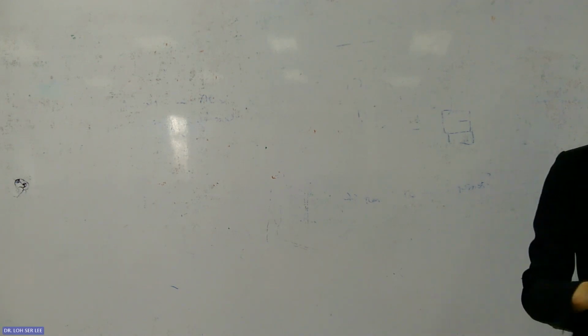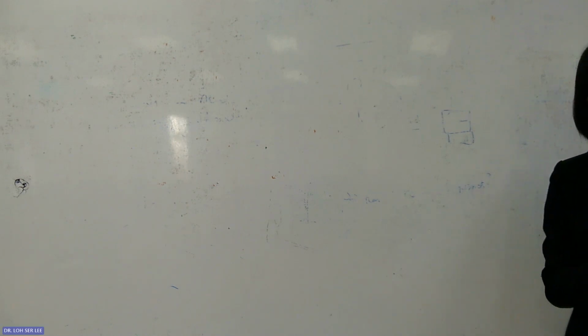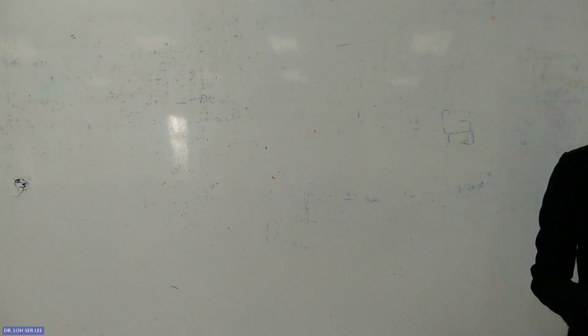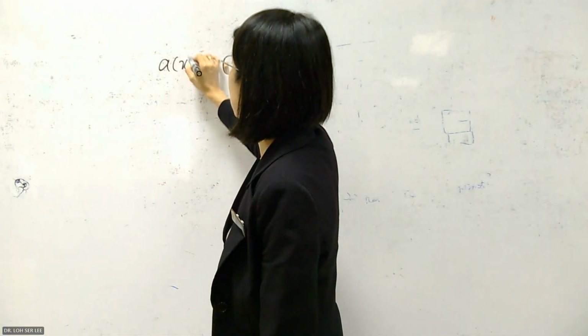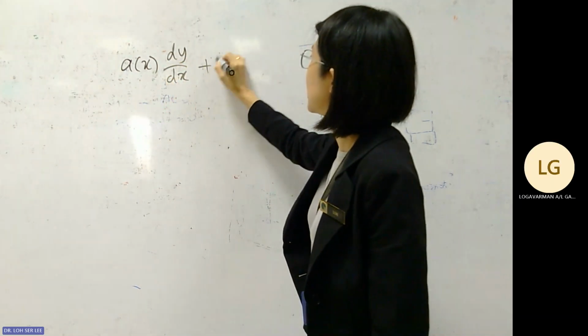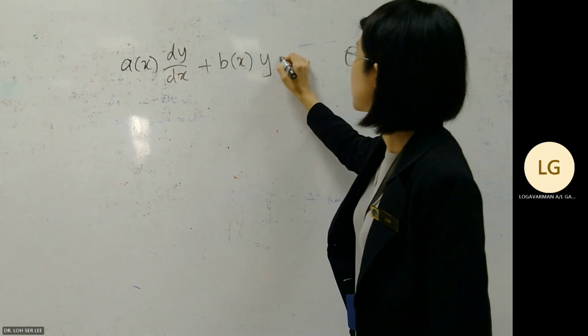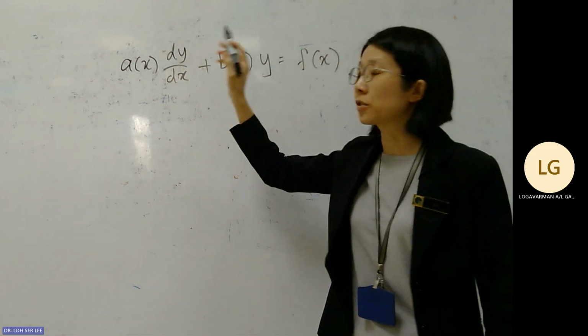So today we will continue with how to categorize a first order differential equation. A first order differential equation must be in the form of something like this. It is first order because of this first order derivative.